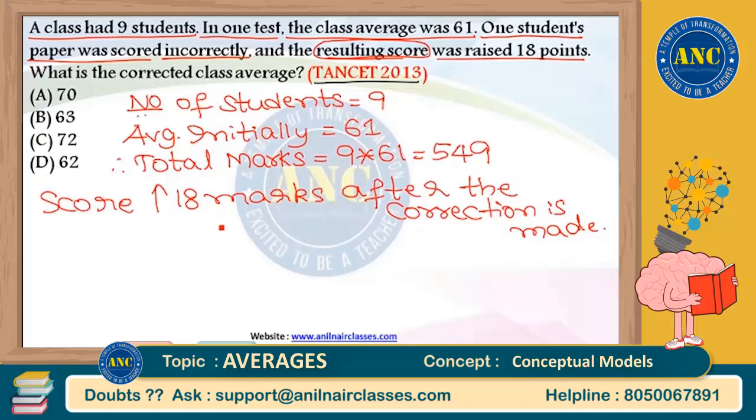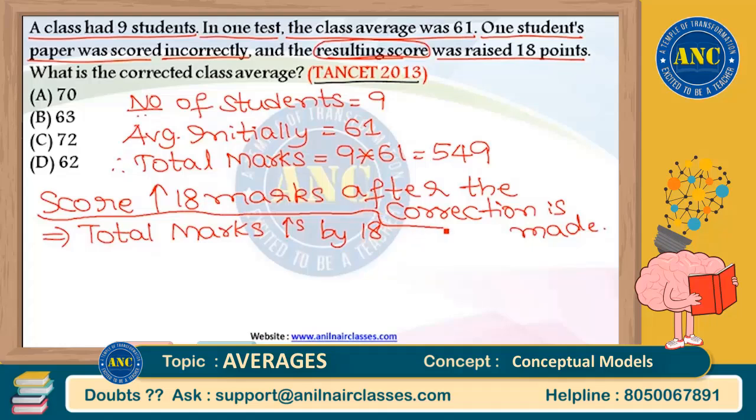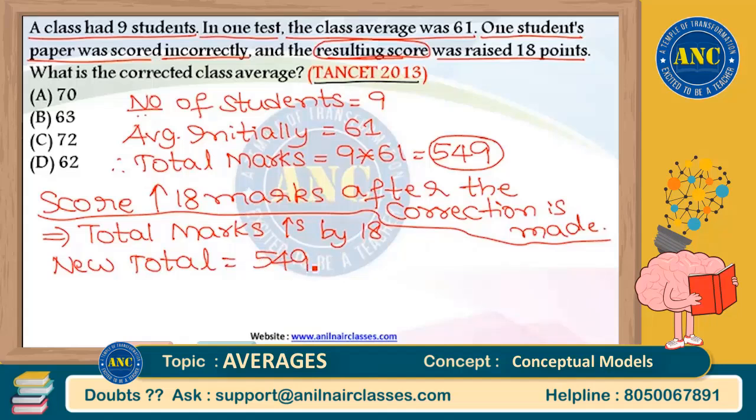Now, score increases by 18 marks is equivalent to saying that total marks increases by 18. Both are the same. That is the reason I discussed the key point before solving this question. Total marks increases by 18. Earlier the total was 549. Now the new total will be 18 marks more than 549. So it is 549 plus 18, which is 567.